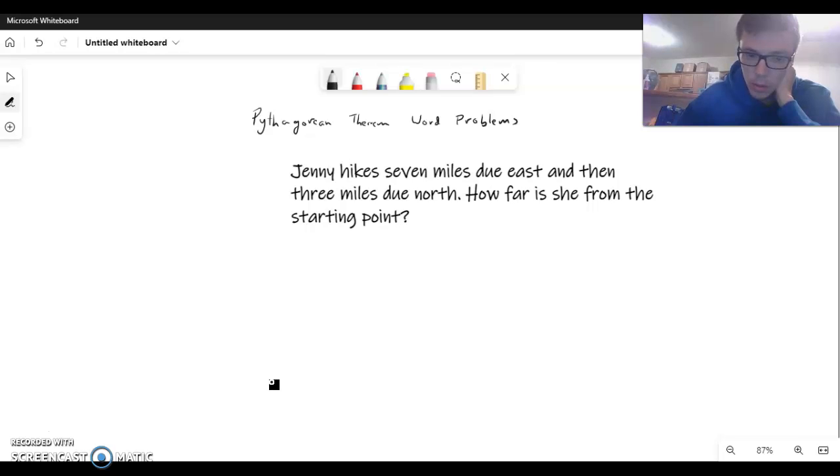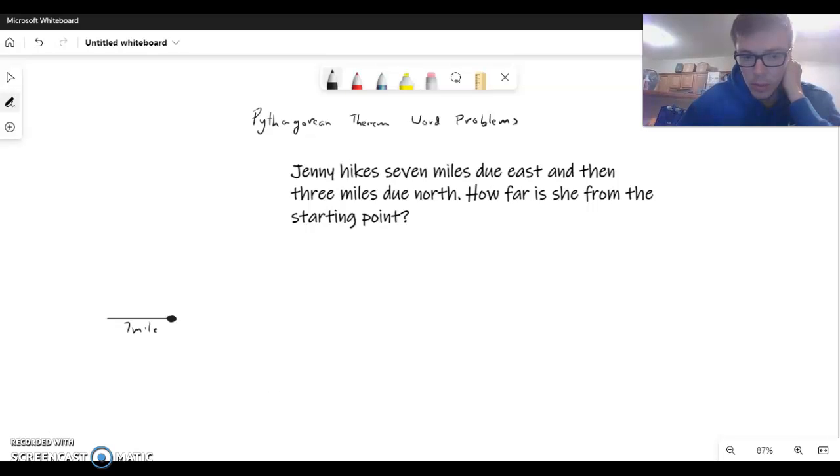So we always want to make our picture. For this one we know Jenny, so I'm going to just start a point. This point that I made is Jenny right now. That's her starting point. We know that she hikes 7 miles due east. So due east is to the left. So I'm going to go ahead and go east to the left, and I'm going to say that is 7 miles.